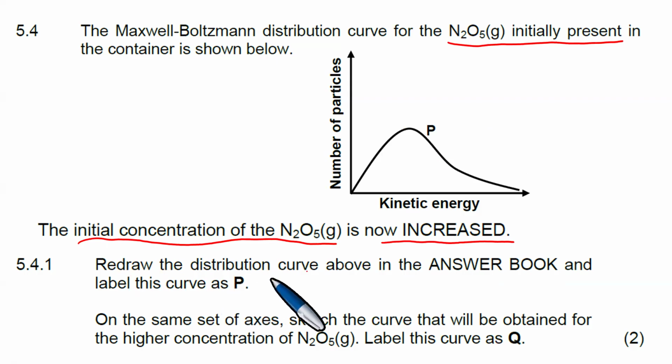Redraw the distribution curve above in the answer book and label this curve as P. On the same set of axes, sketch the curve that will be obtained for the higher concentration of N2O5. Label this curve as Q. So I need to draw two curves here, but on the same set of axes. Yeah, on the same set of axes. So this is what we're going to do. Right, 5.4.1.